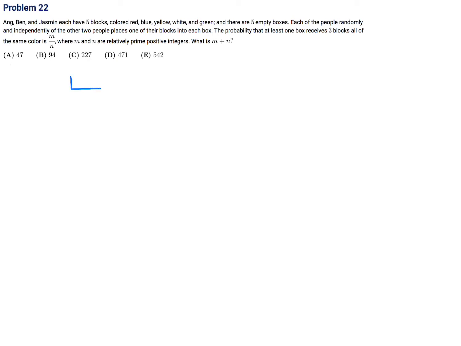We have 5 boxes, 1, 2, 3, 4, and 5. So I can label them. Don't really need to label them, but I will. I just don't want to because it might get a little confusing. But here we go. So the first possible scenario is if all 3 of the same color are in box 1. So for example, if we have a situation red, red, and red, like that. Now, that would be one situation.